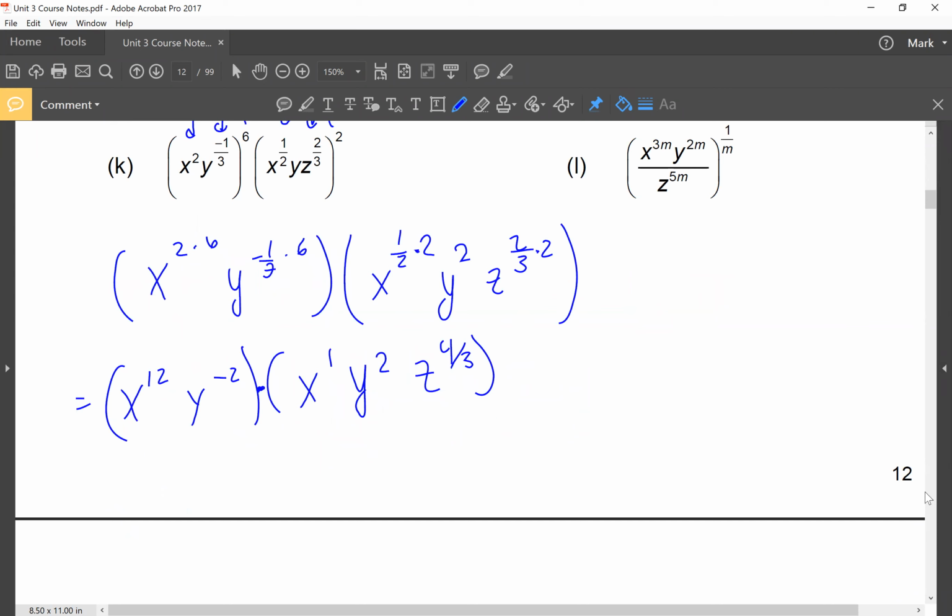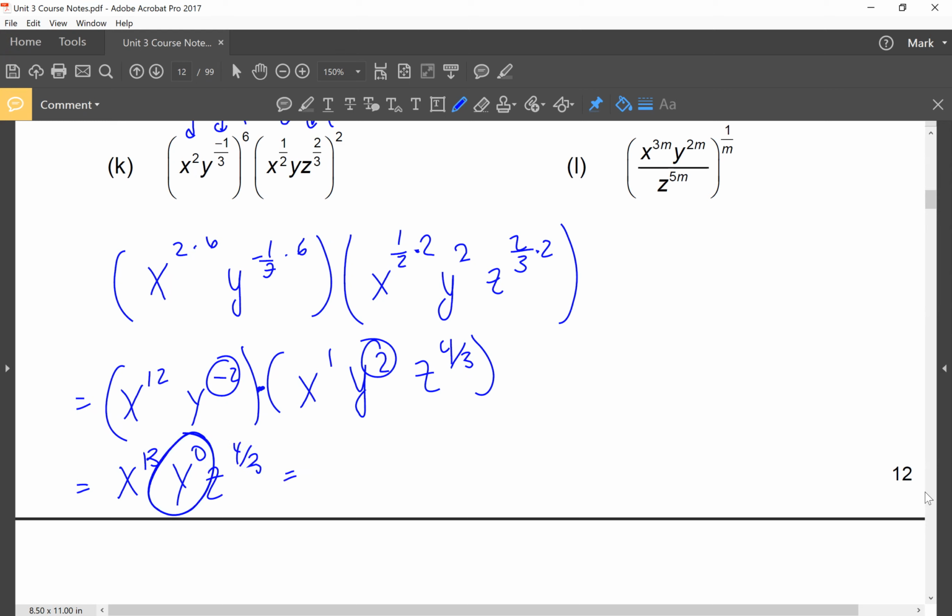So I might as well keep going. This is going to be 13x. Ooh, this is interesting. Y0. -2 and +2 means they will cancel out or be to the power of 0. I'll explain that in a second. And then z to the 4/3.